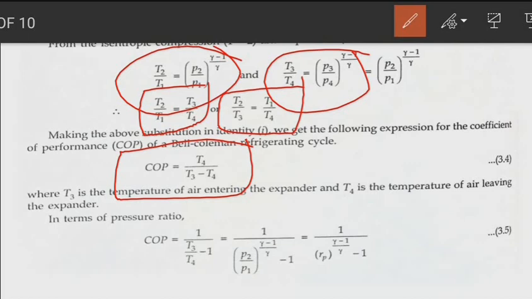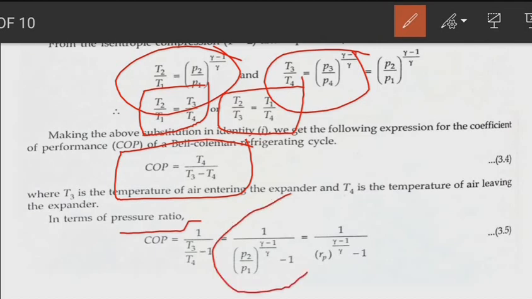Okay, if we are using the pressure term, T3 is the temperature of the air entering the expander, and T4 is the temperature of the air leaving the expander. So in the pressure ratio term, you can see that COP is equal to 1 divided by (T3 by T4 minus 1), which is equal to 1 divided by ((P2 by P1) all raised to (gamma minus 1) divided by gamma) minus 1.